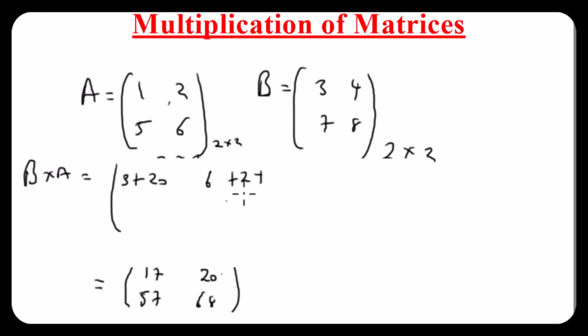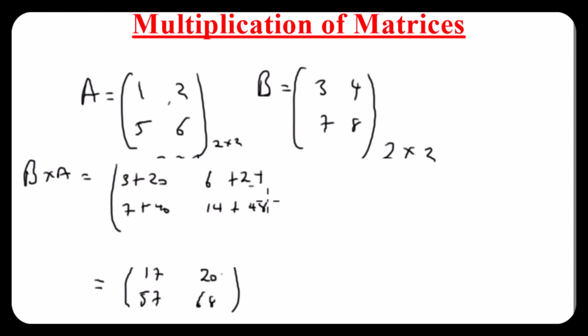What do I have again? I'm done with this first row, so let's move to the second one. 7, 8 and 1, 5. So 7 times 1 is 7, plus 8 times 5, that's 40. Then lastly, 7 times 2 is 14, and 8 times 6 is 48.